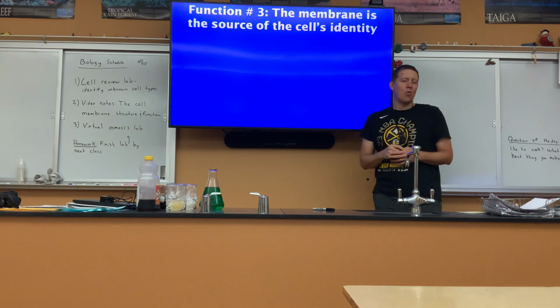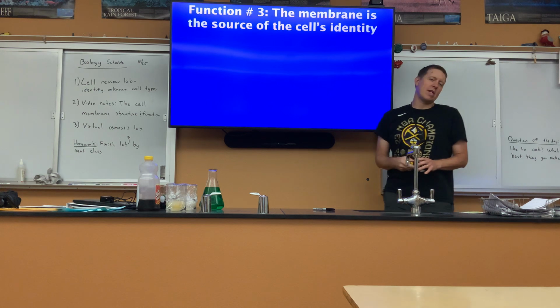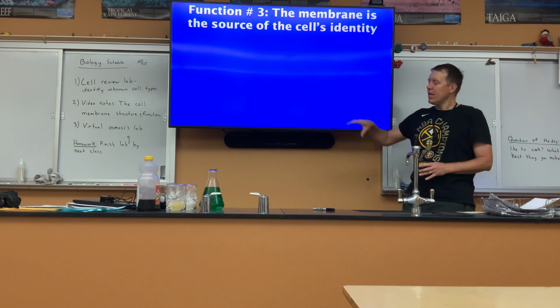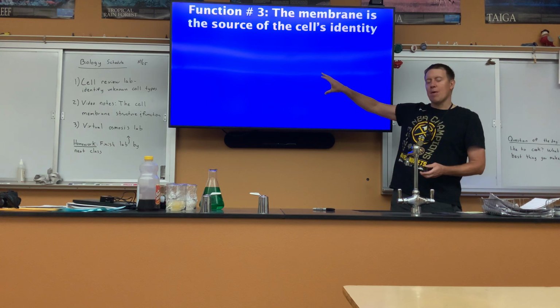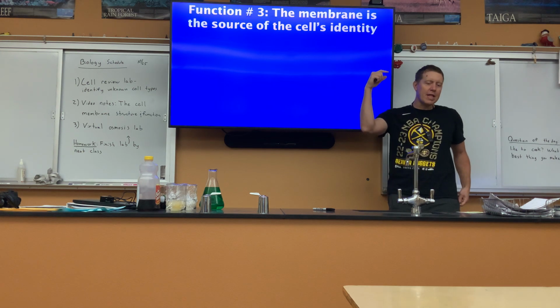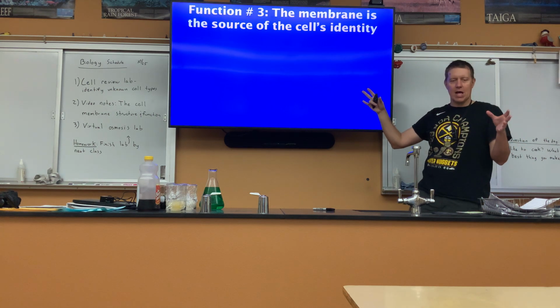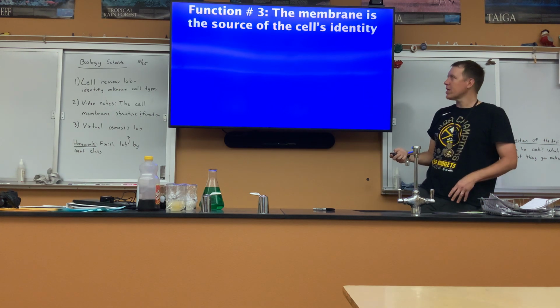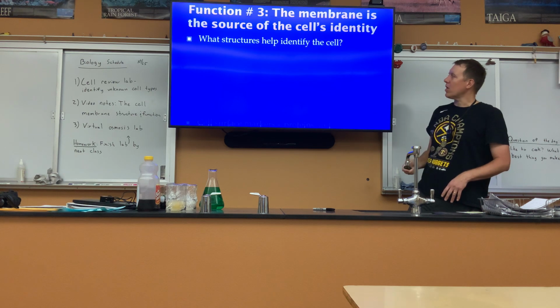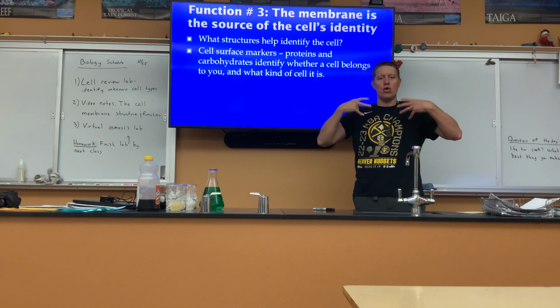All right, now we'll move on to function number 3. So function number 3 is something that we haven't really talked about with the cell membrane, but some of the materials in the cell membrane actually serve as the cell's identification. They have proteins and carbohydrates on the surface of the cell that, instead of letting things in and out, are a thing that the cell uses to identify that this belongs to the cell, that this belongs to you.